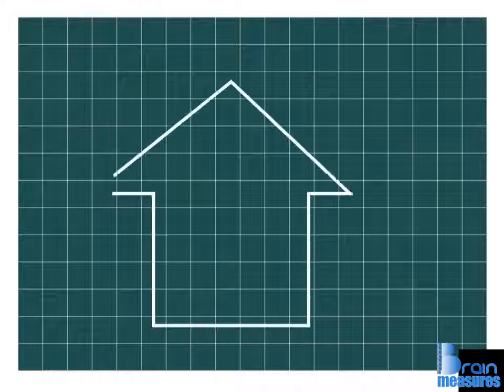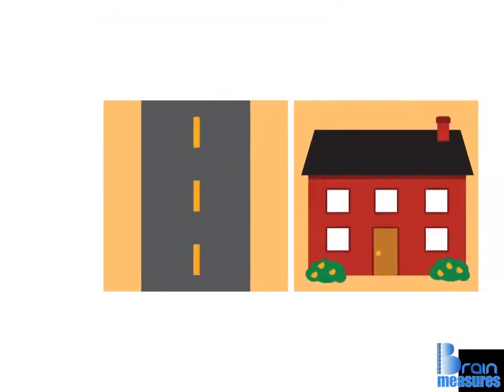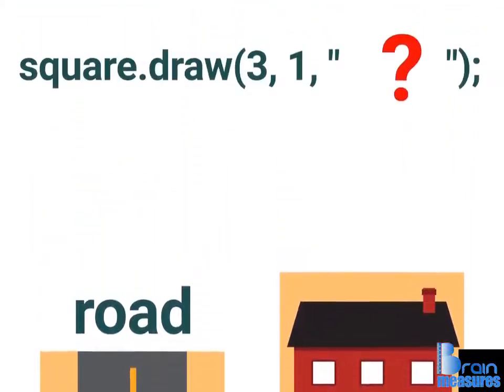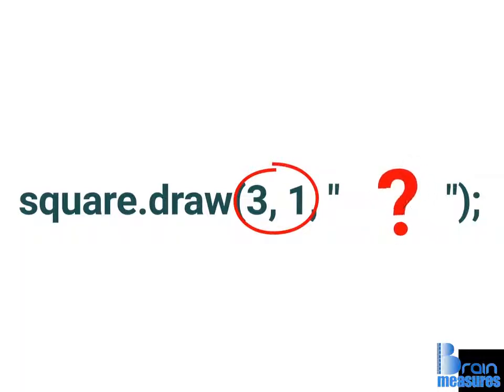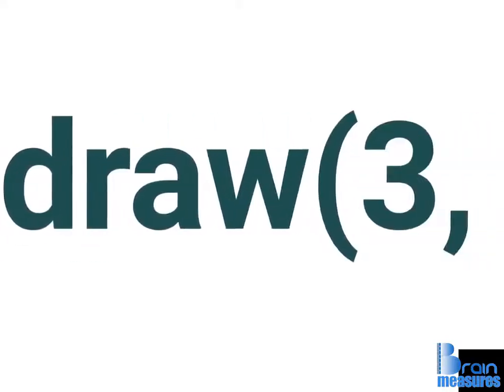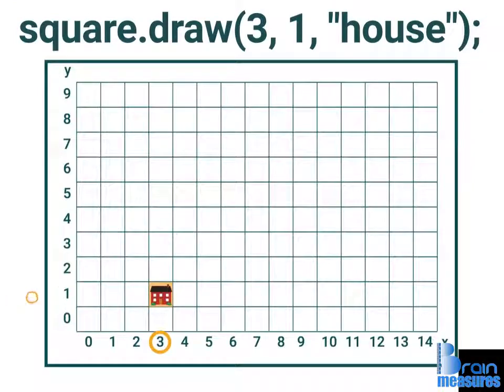Our plan is nowhere near complete. The employees at Bit by Bit Construction want to add a road to the plan. To be able to identify which squares are roads and which are houses, they added a third parameter to the square.draw instruction. Instead of being a number like the first two parameters, this one is in regular English text. Therefore, by using the instruction square.draw 3, 1 house, we can create a house at the coordinates 3, 1.